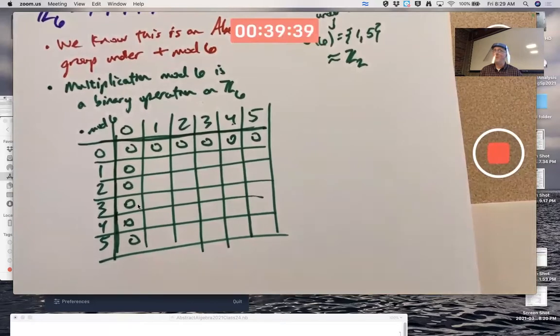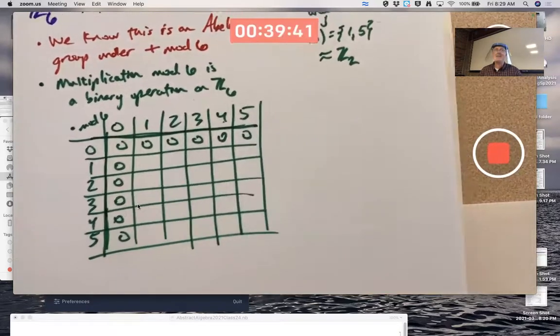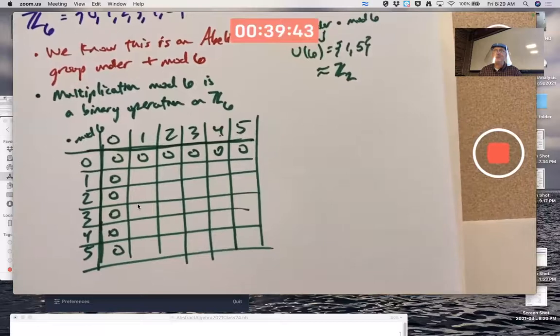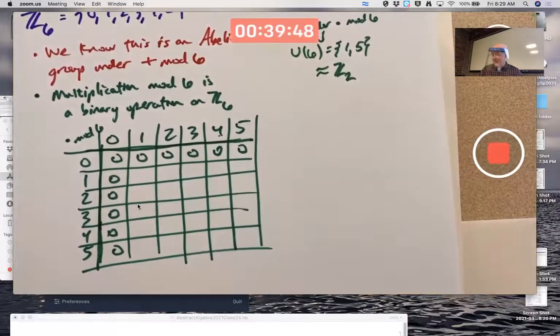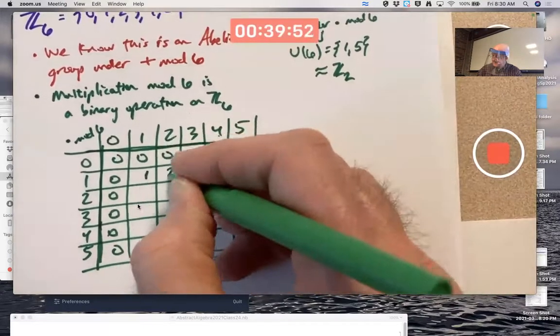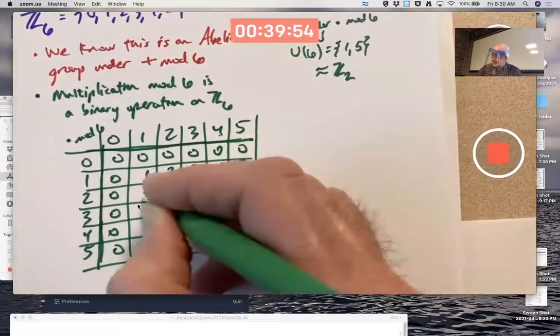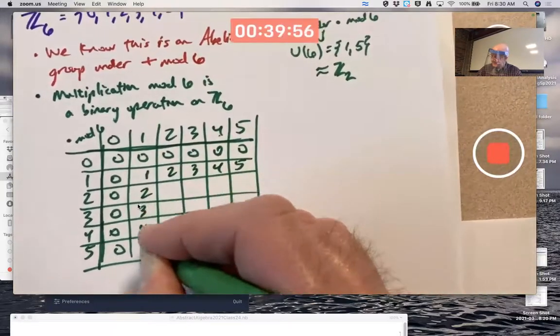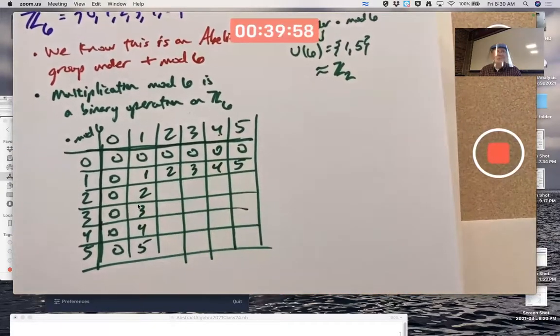But this is going to be a ring, if that wasn't clear already. Because it's closed under multiplication and because multiplication will be associative. One does act as an identity, it seems. 1 times anything is itself. 1 times 2 is 2.